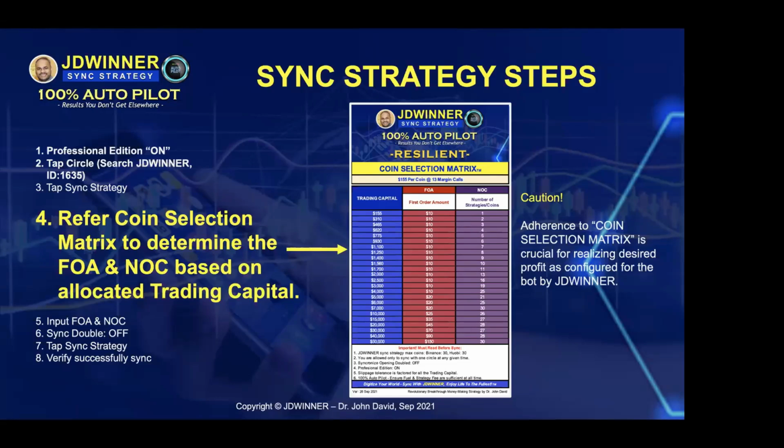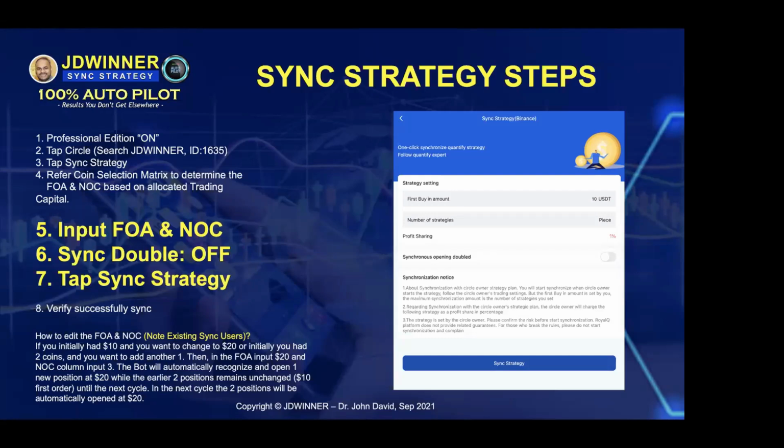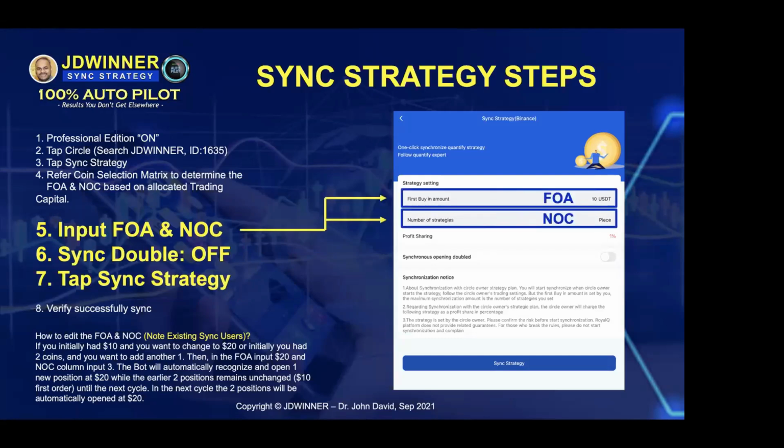Now once you have decided, you need to input the FOA and NOC. We have the first buy amount, which we call FOA in JD Winner, and the number of strategies, which we refer to as number of coins. You just have to input those things. The profit sharing is fixed at 1%. This is the sync strategy profit sharing. Then make sure you keep the sync strategy, and that the synchronized open double is off.